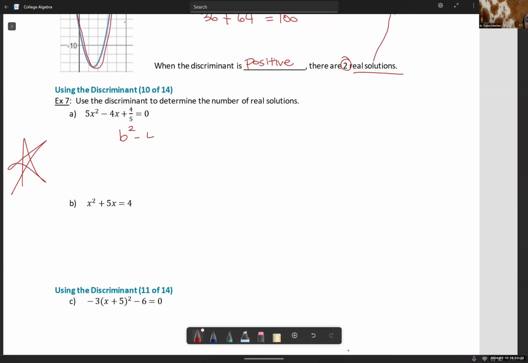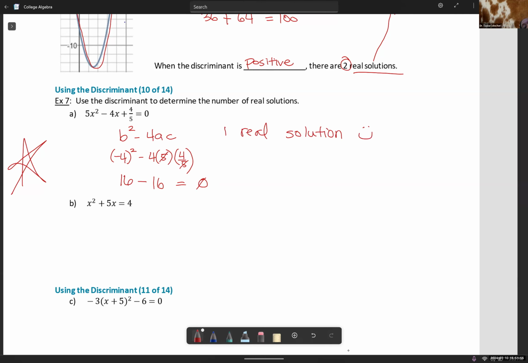B squared minus 4AC. Put in the B, -4 squared, minus 4 times 5 times 4/5. That's going to be 16 minus the 5, and the 5 times 1/5 is already going to cancel, so I'm going to get 16. 16 minus 16 is 0. That means that there's one real solution. That's it.